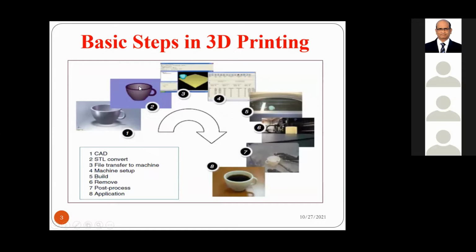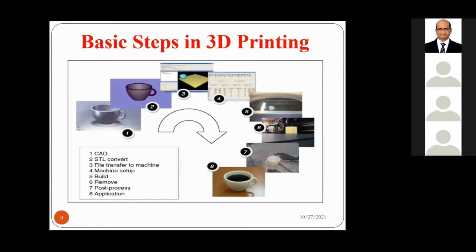When we convert to an STL file, the whole surface is tessellated by triangles. That's why it is called the standard triangle language or standard tessellation language. Some people call it a stereolithography file, because initially it was used for stereolithography machines. Since triangles tessellate the surface, it is called standard triangle language or standard tessellation language.